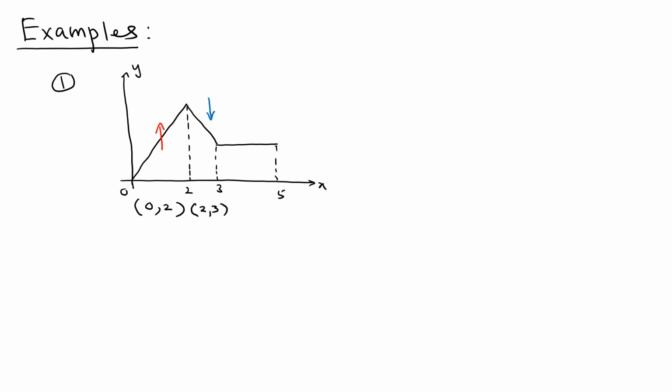And then the third interval we have is 3 to 5, and you can see there the function is constant. So we can write it like this. So we can see that f is increasing on 0 to 2.